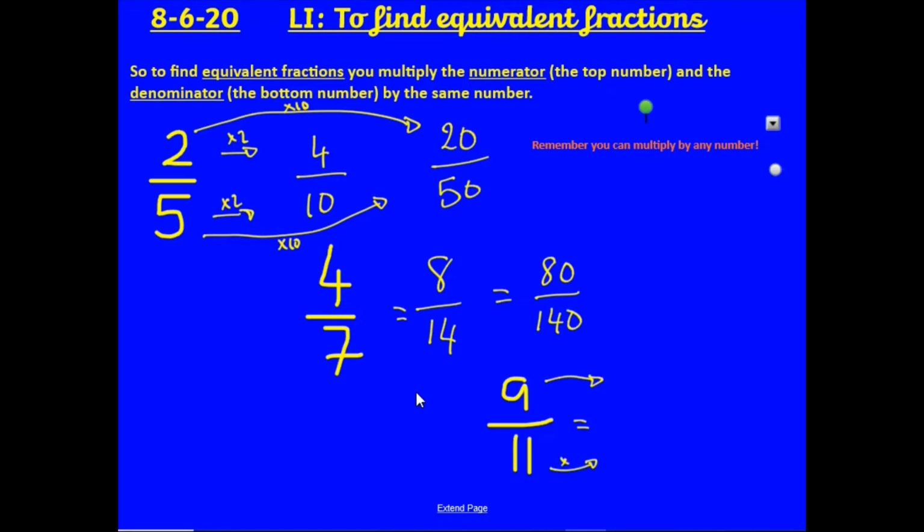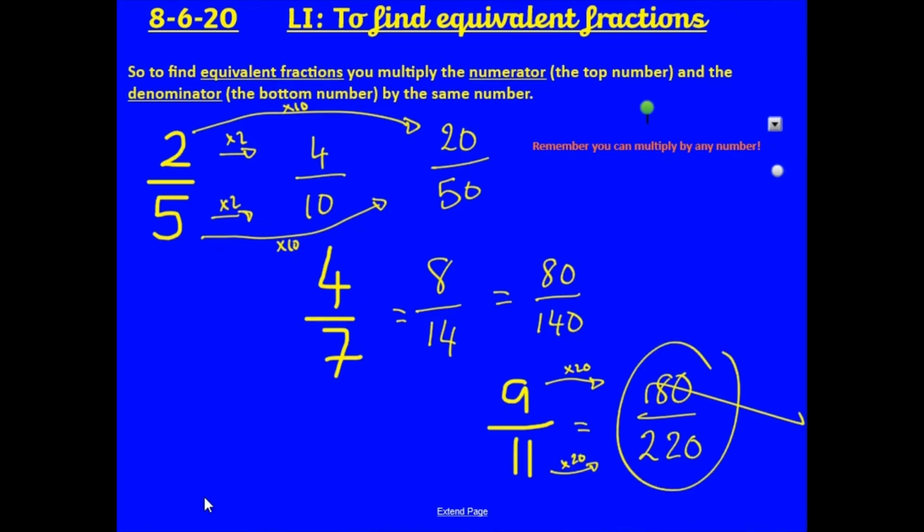So I'll multiply both of these by, let's go with 20, to give me an equivalent fraction. Well, 9 times 2 is 18, so 9 times 20 is 180. Apologies for the line there. And 11 times 2 is 22, so 11 times 20 is 200. This is an equivalent fraction.